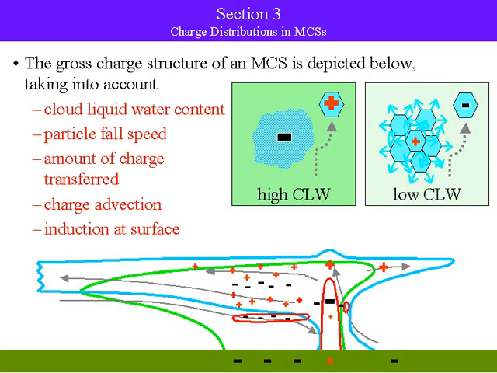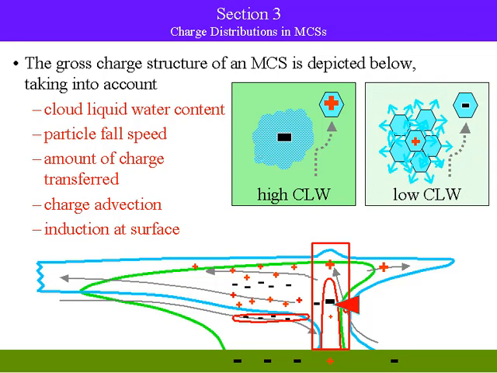So depicted here we have the charge structure that we expect to find within an MCS. First of all, let's look at several different regions one by one. First of all, let's look at the convective region, which again would be located here. We see a large negative region located at mid-levels associated with the large amount of graupel which is formed within the convective updrafts.